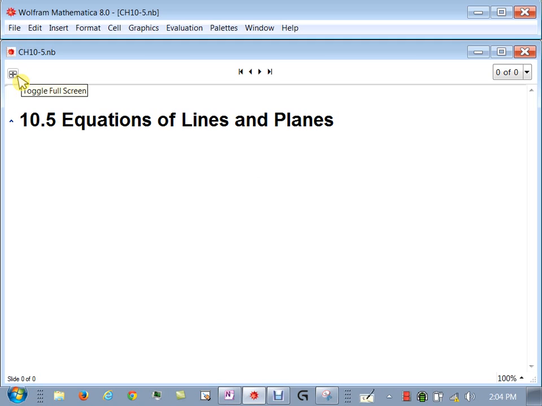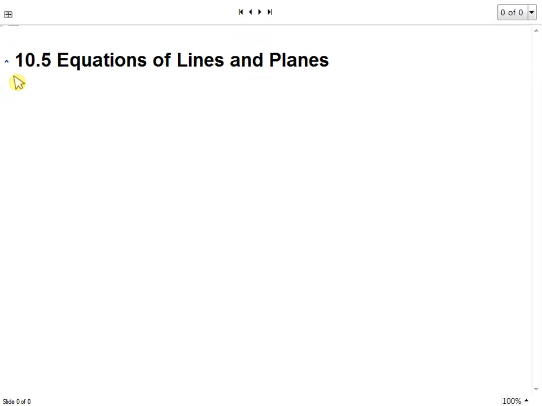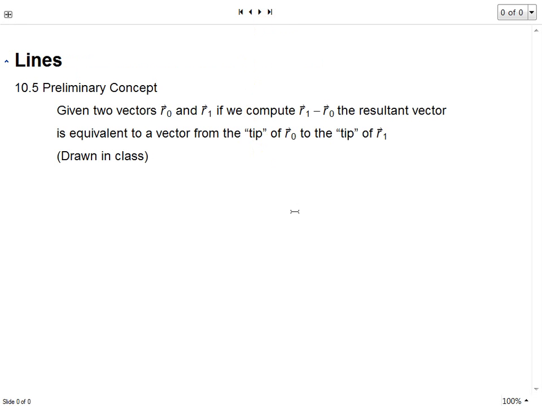All right, 10.5, equations of lines and planes. Preliminary concept: given two vectors, R0 and R1, if we compute R1 minus R0, the resultant vector is equivalent to a vector drawn from the tip of R0 to the tip of R1.